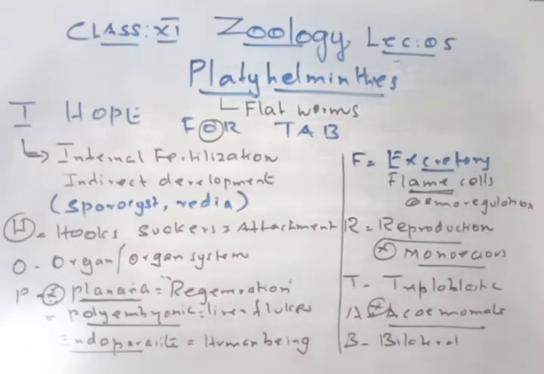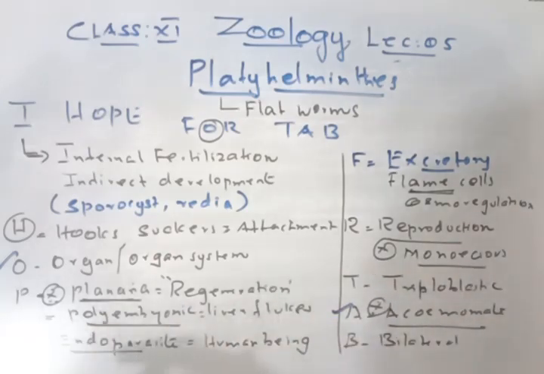Here the habitat part we will discuss later on. The level of organization we have already understood. From here onwards we have the organ and organ system level of organization. The coelom is completely absent, acoelomate. Segmentation is not there, so we have not discussed it. Digestion is incomplete, and the digestion here is both intracellular as well as extracellular. Circulation is absent, respiration is absent. Circulation and respiration absent means it breathes through the body surface.